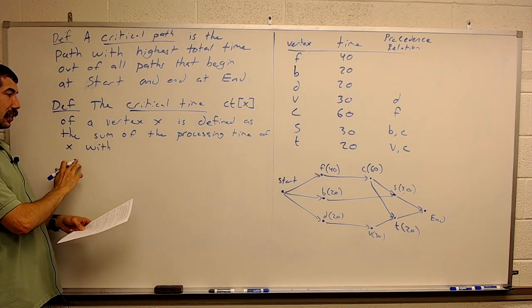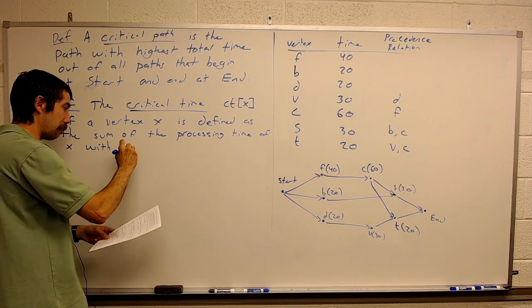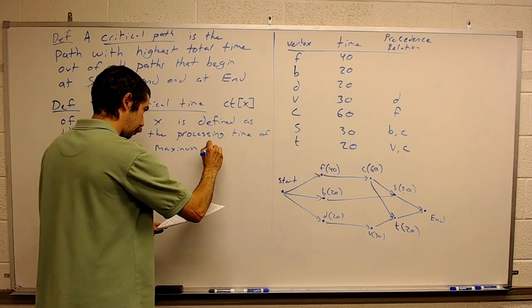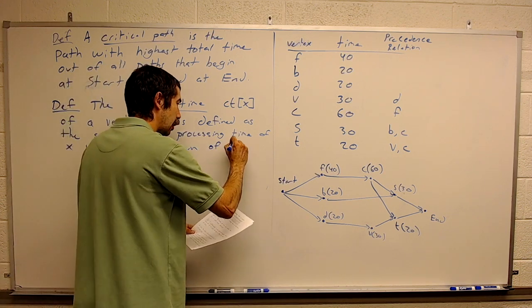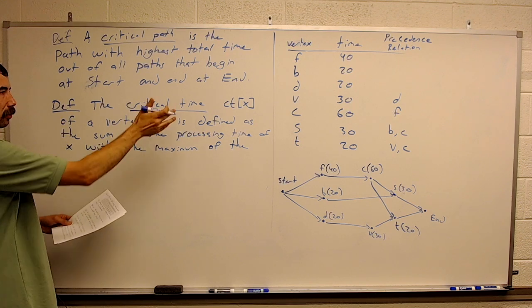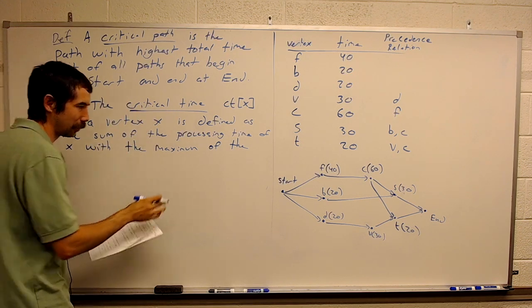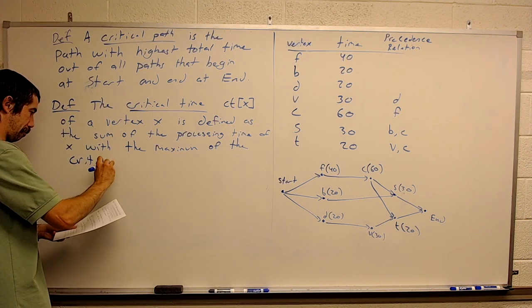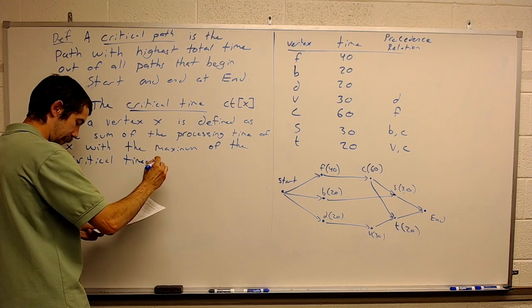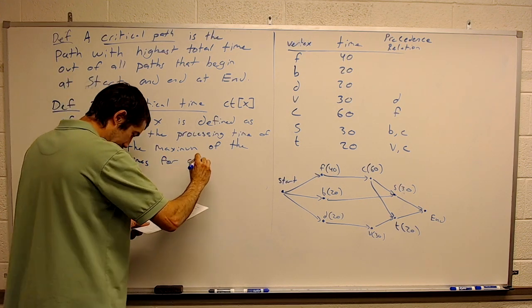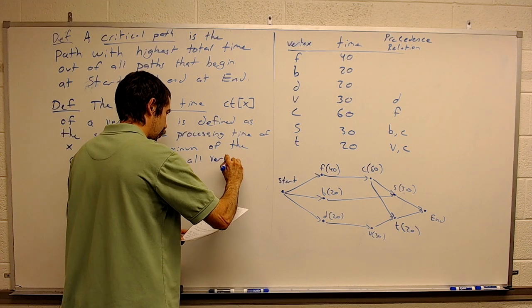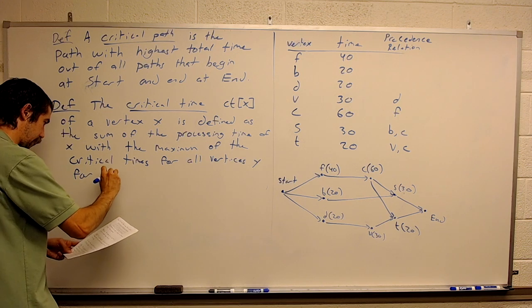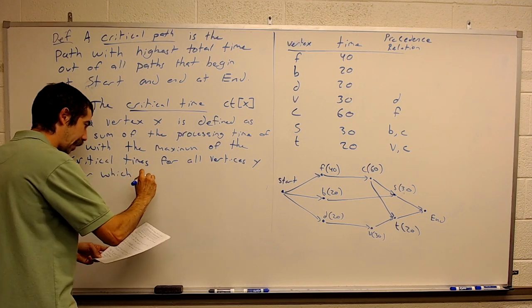So it's the sum of the processing time of x with the max of the critical times. Okay, critical time in both definitions. Maybe it's a little suspicious, but we'll see an example. So trust me. For all vertices y for which xy is an arc.